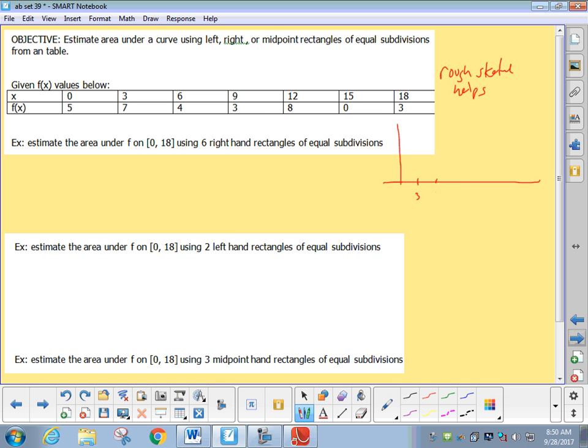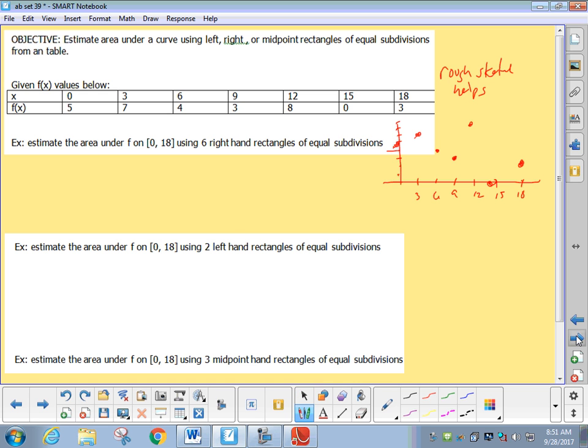It looks like the x's are 3, 6, 9, 12, 15, 18. In terms of a scale here, I'm just going to go by ones. Like I said, it doesn't have to be pretty. 0, 5, 3, 7, 6, 4, 9, 3, 12, 8, 15, 0, 8, 3. Okay? If you want to try and smooth it out and draw a curve through it, fine, but I don't really need it. Okay, here we go.